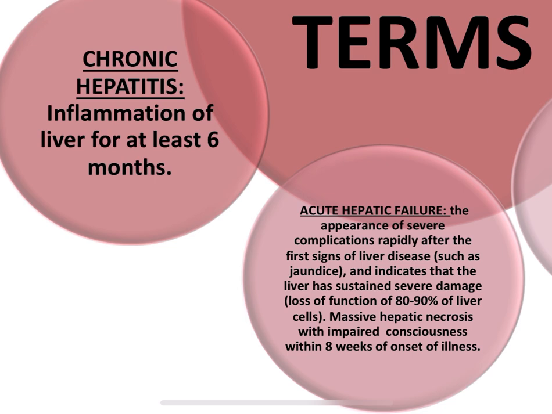How will you diagnose this in your practice or in your clinics? How would you diagnose a patient as having acute hepatic failure if he presents to you with the first signs of a liver disease like jaundice, and then has a very severe complication, with loss of liver function by 80 to 90%, severe massive hepatic necrosis, and impaired consciousness within 8 weeks of onset of illness? Then he is considered as acute hepatic failure.